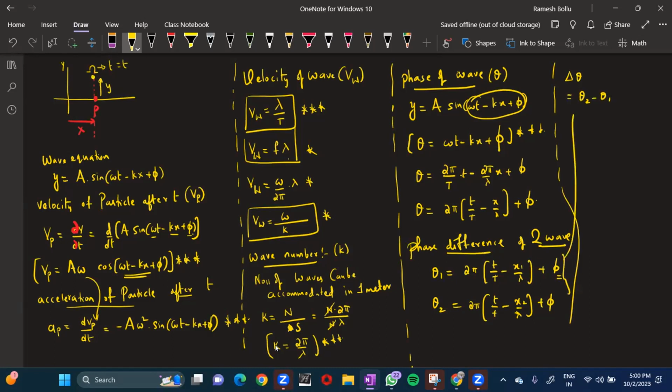If you put in all the values, you will get one more important relation: the phase difference delta theta equals 2 pi by lambda into the path difference, x2 minus x1. This is a very important relation, children, in the waves discussion completely. This is the relation between phase difference and path difference.